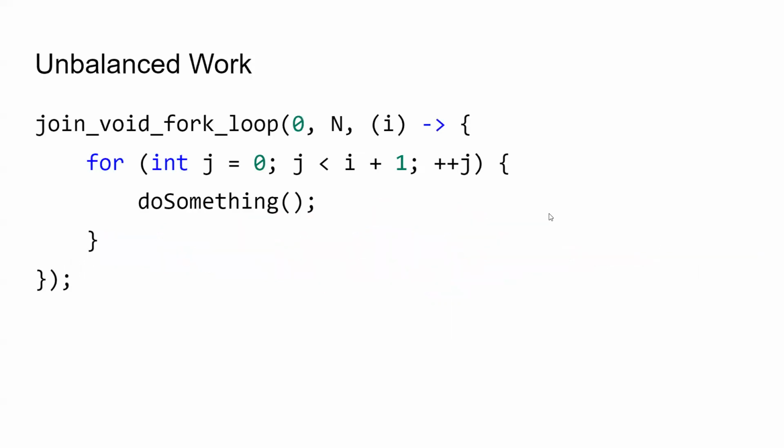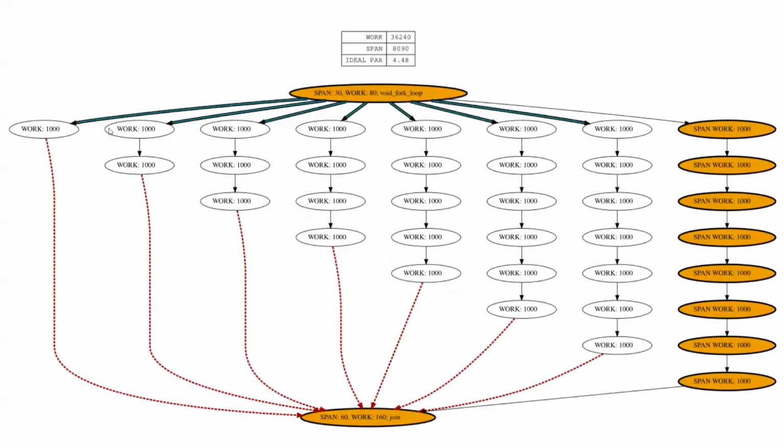Now, if I have an unbalanced amount of work, then imagine this program where we create a parallel for loop, a join void fork loop, and imagine it's n long. In this case, we're going to make it 8. And inside, we iterate from j equals 0 to j is less than i plus 1. And we're going to do something, and imagine it's 1,000 work for each one. Now we've got this unbalanced situation where the 0th iteration does 1,000 work, the 1st iteration does 2,000, the 2nd iteration does 3,000, all the way over to this last one, which does 8,000 work.